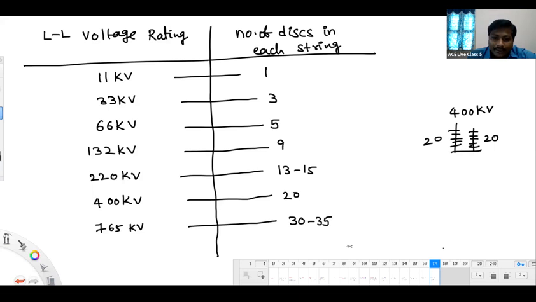Fine. The next topic we are going to discuss is potential distribution across the string, how the voltage gets distributed across each and every disc. Tomorrow we will start with that and finish it, and then we'll go to the distribution system. Tomorrow will be the last class.